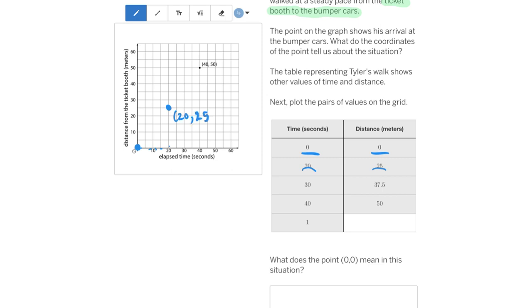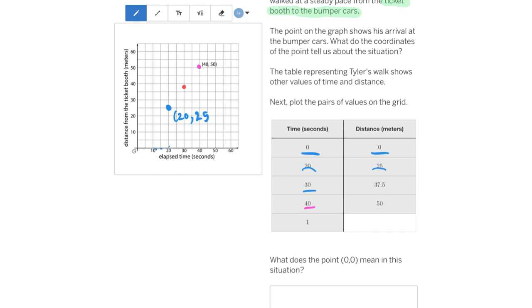20, 25. Then at 30 seconds, he went 37.75 meters. So if I go 30, 37.75, it's an estimate, but I'm guessing it's about right there. And the last one here, at 40 seconds, we already have that he went 50 meters. Okay, so there's all of my different points.